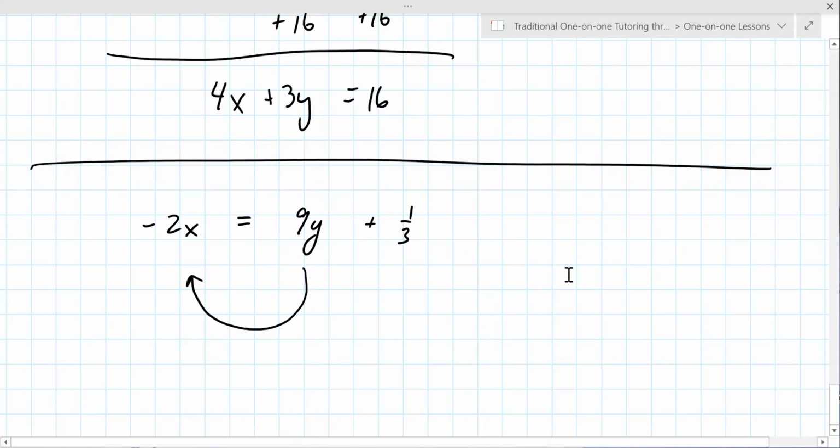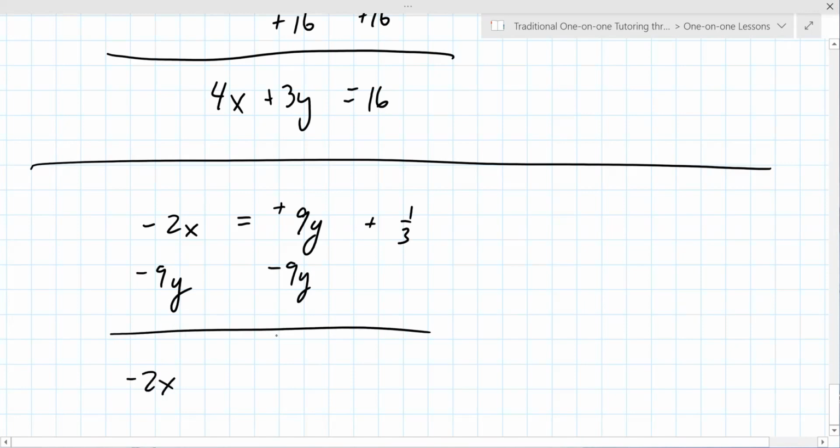Well, all right, so we have to switch it to 9, remember? Well, it's currently positive. This 9y is currently positive. So how do you undo addition? You subtract. Subtract 9y from both sides. Okay, so this is minus 2x minus 9y equals 1/3.